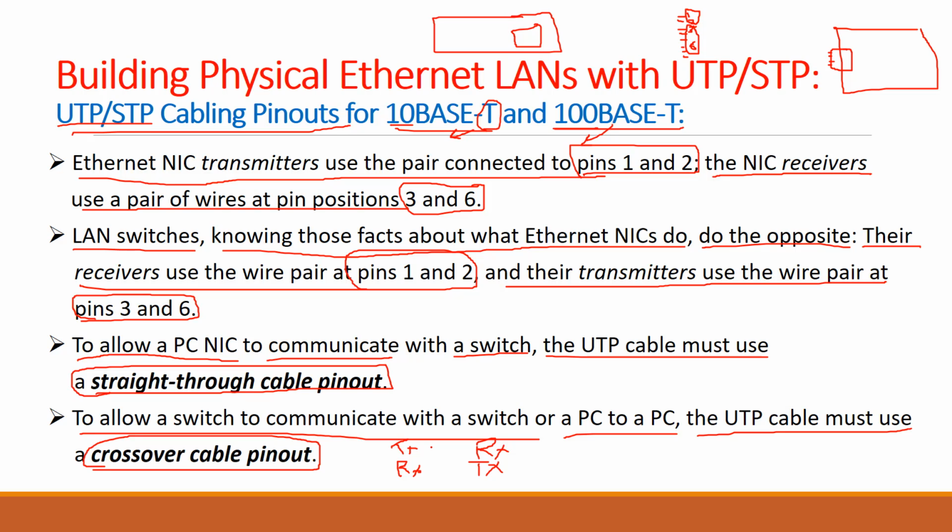But if you are going to connect a PC to a switch, the PC uses 1 and 2 for transmitting and 3 and 6 for receiving, and the LAN switch uses 1 and 2 for receiving and 3 and 6 for transmitting. So you will connect 1 and 2 to 1 and 2, and 3 and 6 to 3 and 6, in the case of connecting a PC to an Ethernet LAN switch.